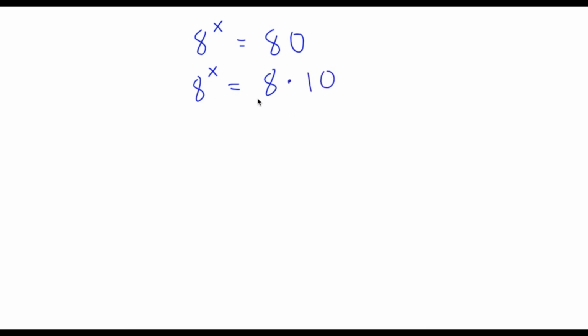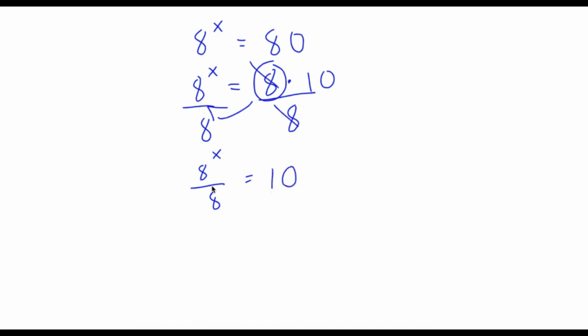Now notice how we have two 8s on both sides. And what I want to do is move this 8 to our left-hand side. And the only way to do that is to divide both sides by 8. So if I divide both sides by 8, I get 8 to the power of x divided by 8 is equal to, these two cancel out, so I'm simply left with 10.